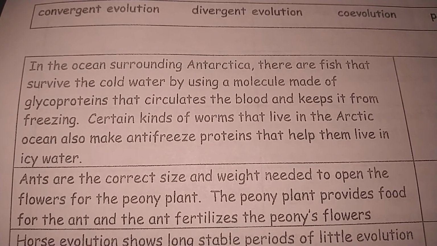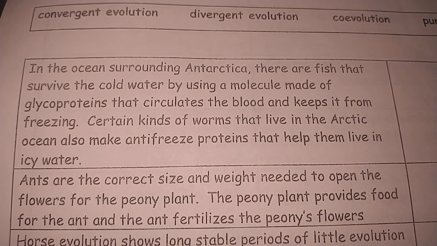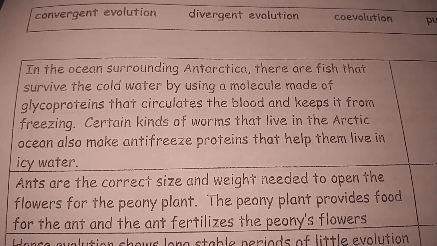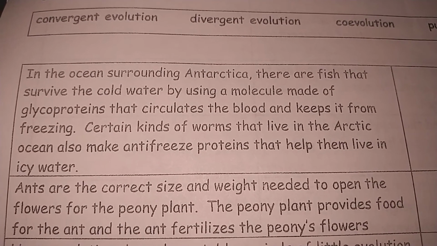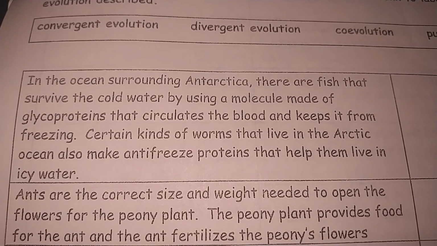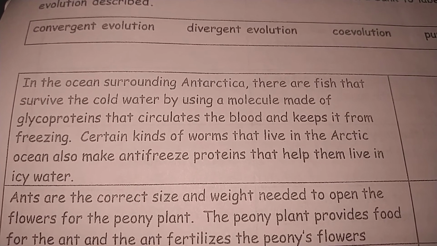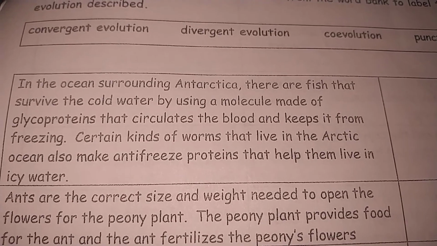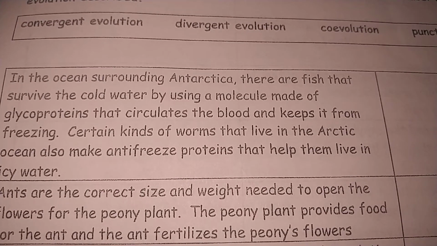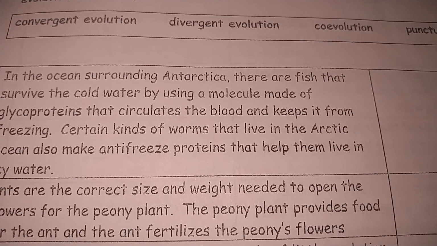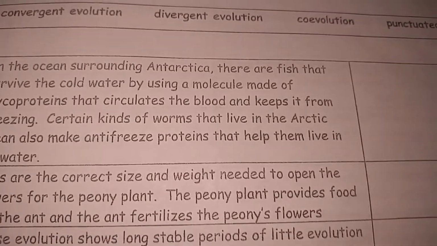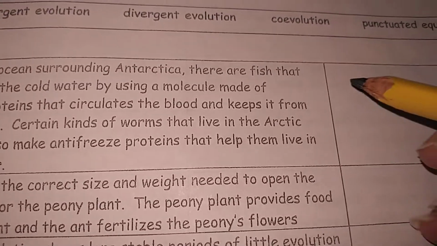Two different species, but they have both developed a similarity. They become more alike because they live in a similar environment. So they become more alike. They're coming together. They are converging. That's what we call convergent evolution. So that first one would be convergent evolution. Convergent.